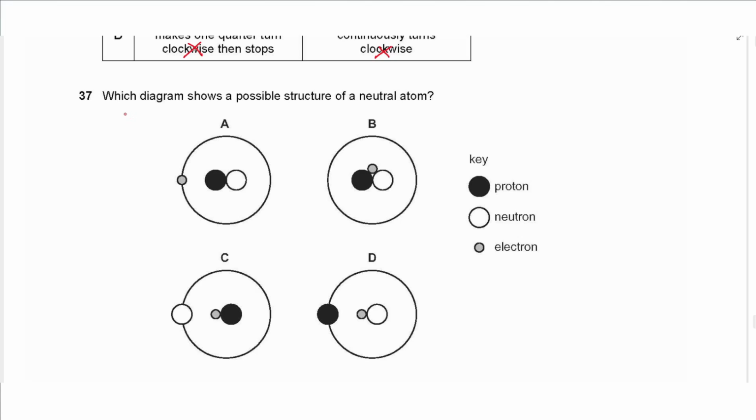Question 37 says, which diagram shows a possible structure of a neutral atom? We have the black circle proton, white circle neutron, and the small gray circle electron. Electrons are not in the nucleus, so it is not B nor C nor D. Electrons revolve around the nucleus, and inside the nucleus we have neutrons or protons, so the answer is A.